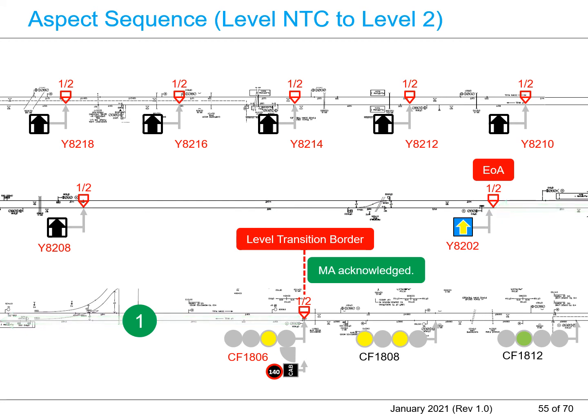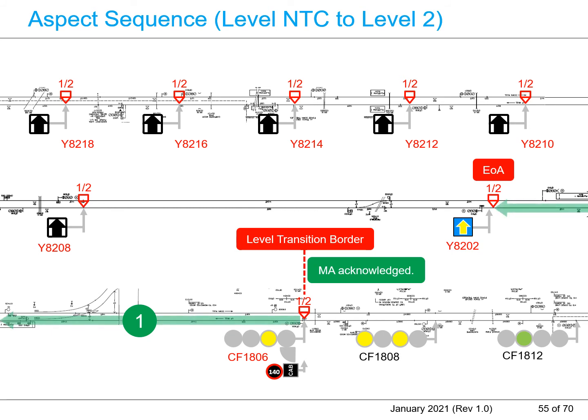When the EOA is at the end of the block section, beyond the final signal in the level NTC 4 aspect signaling area, the final signal will indicate single yellow aspect. The single yellow aspect of the 4 aspect sequence provides information to the train driver that the EOA is at the end of the block section beyond the signal.